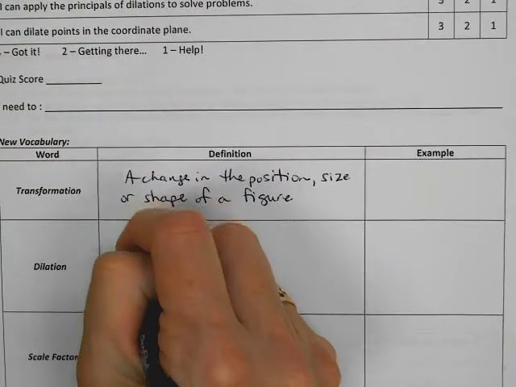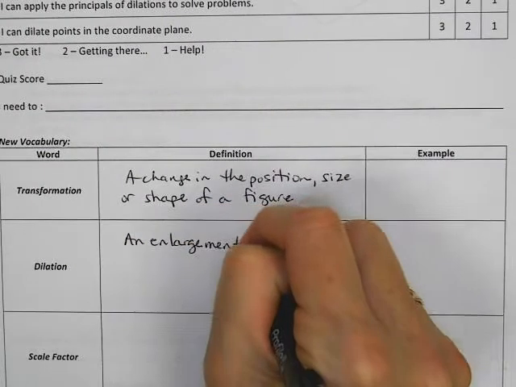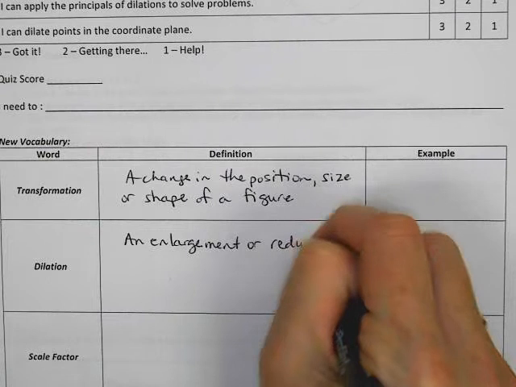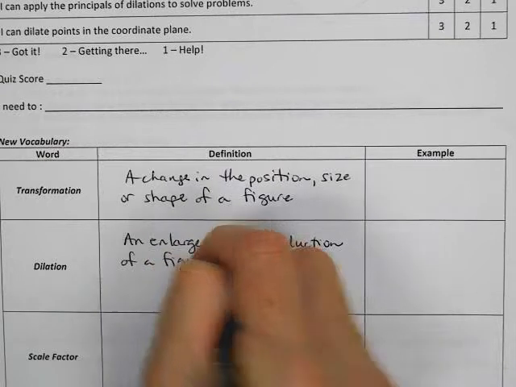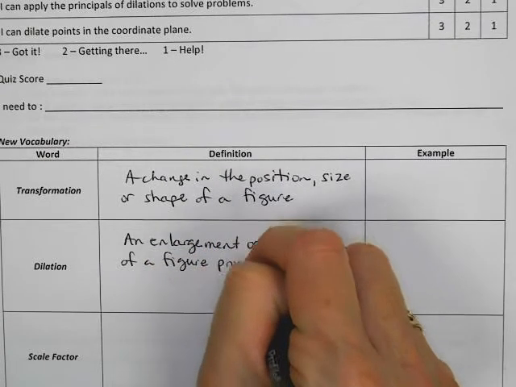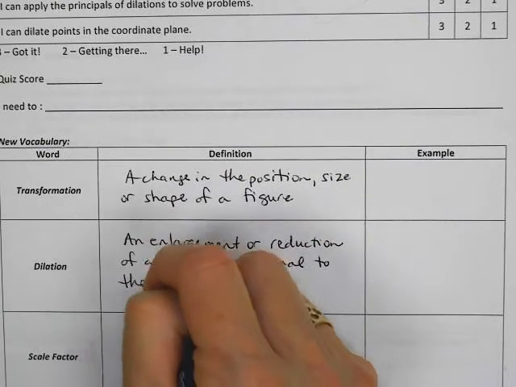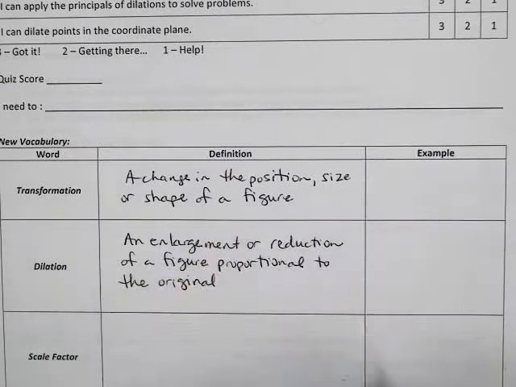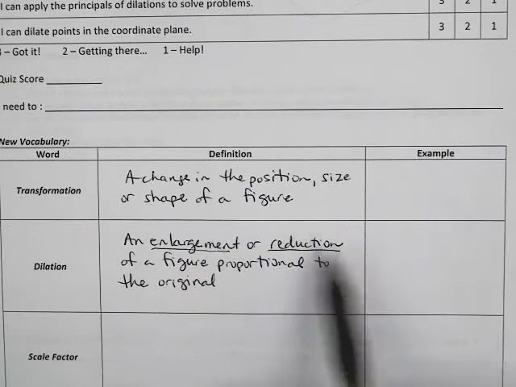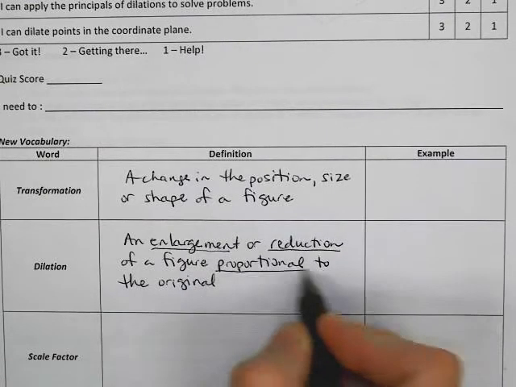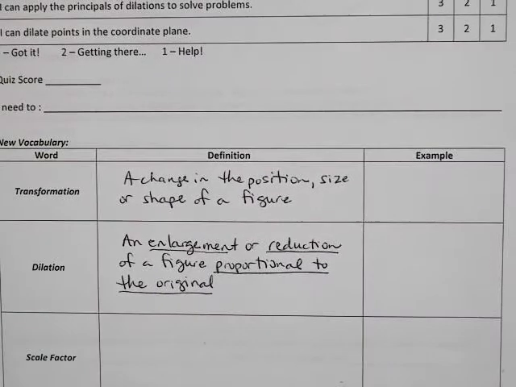A dilation is actually an enlargement or reduction of a figure proportional to the original. So keywords are enlargement or reduction, which means we're making it bigger or we're making it smaller. And what else is really key here is that we have to be proportional to the original. So you'll see when we look at some examples there, what that's going to mean.